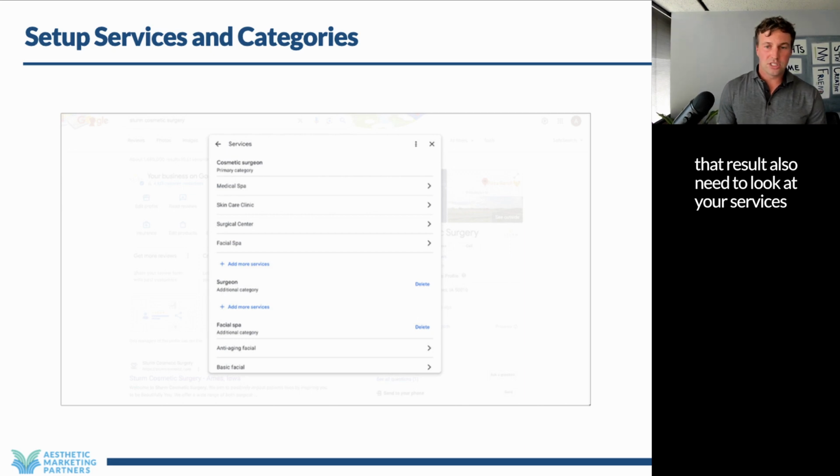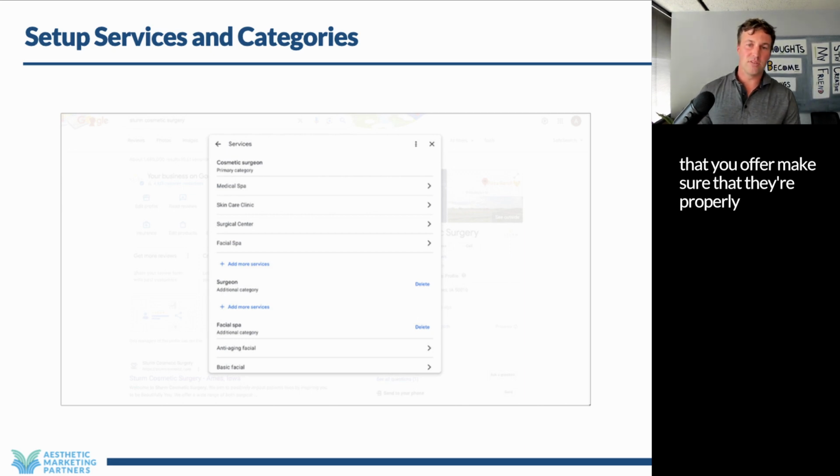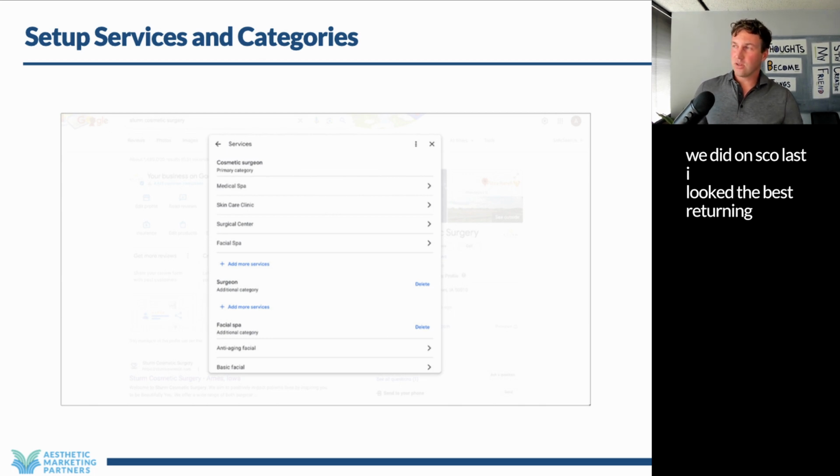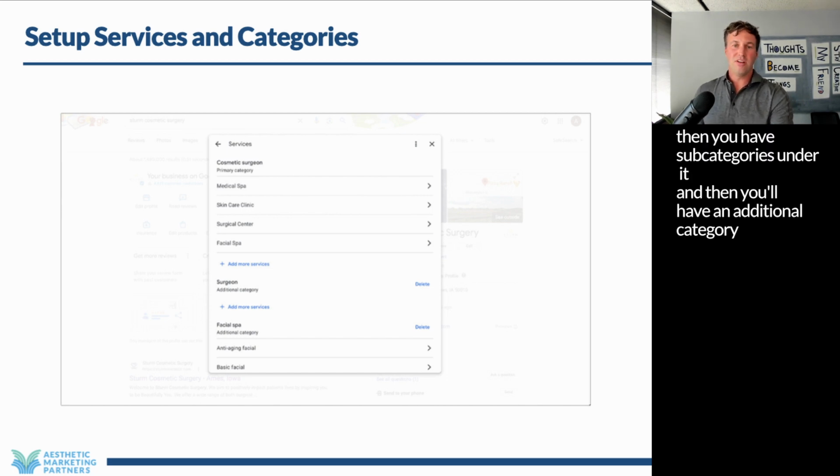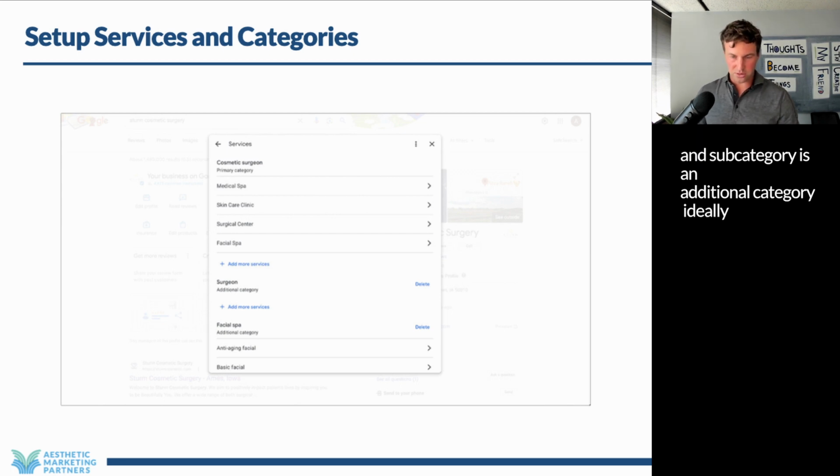Also need to look at the services that you offer. Make sure that they're properly documented in the services section of your Google Business Profile. If you're a cosmetic surgeon who also has a med spa, you need to have multiple services. From one of the last webinars we did on SEO, last I looked, the best returning practice has an average of 4.8 services. So you have your primary category, what is the main thing you focus on? Plastic surgery, cosmetic surgery, med spa. Then you have subcategories under it, and then you'll have an additional category. And then subcategories and additional category.